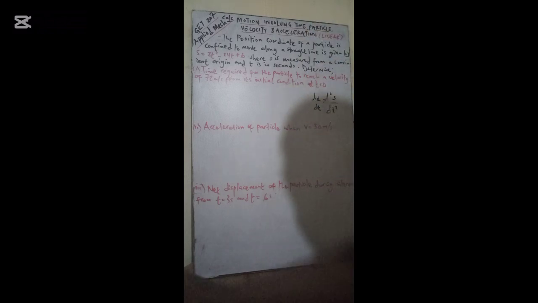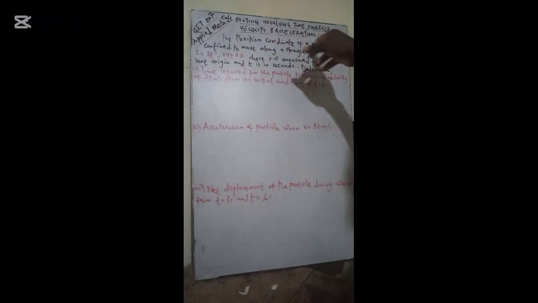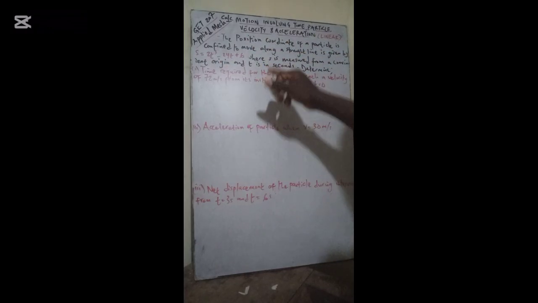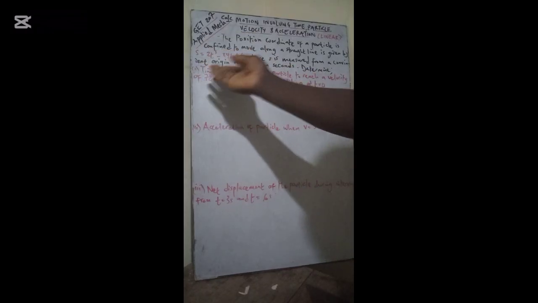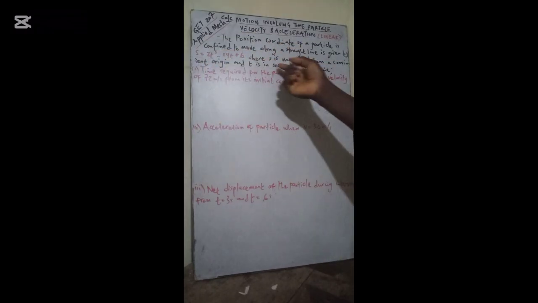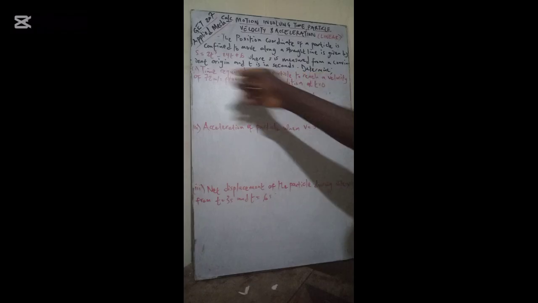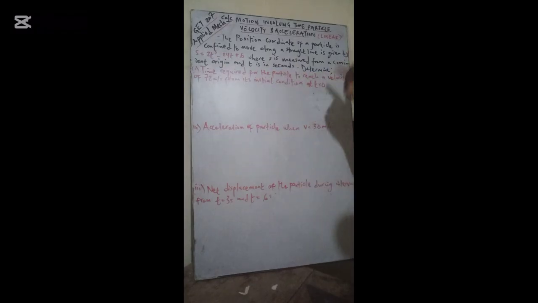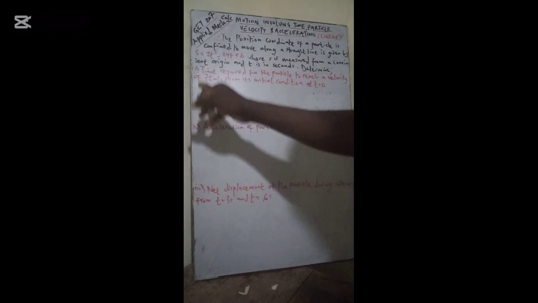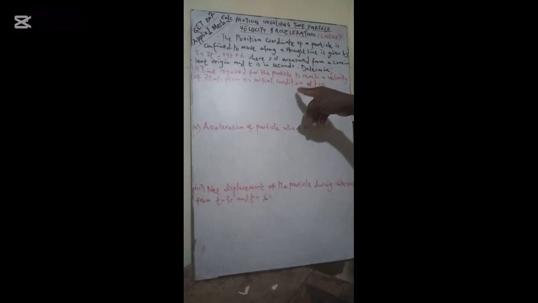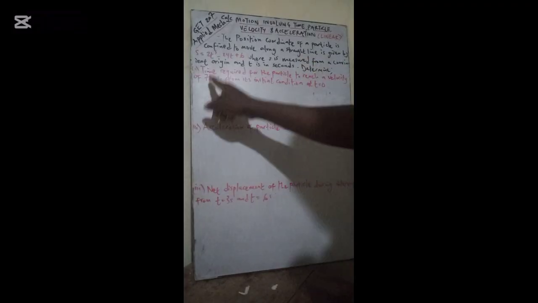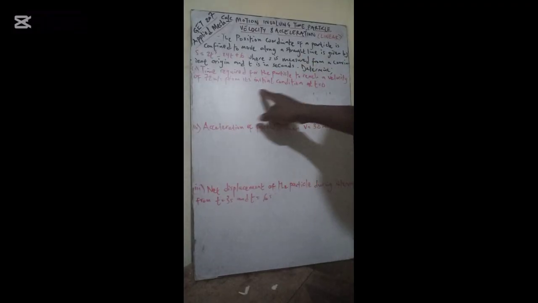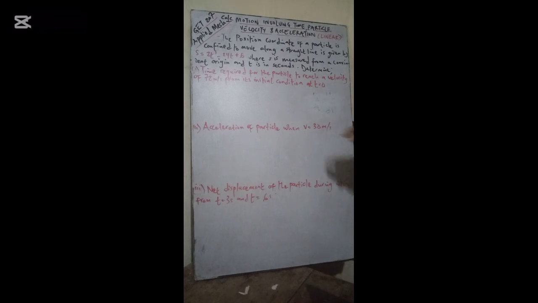So after all this long story of mine, let's solve this question. We say the position coordinate of a particle confined to move along a straight line is given by this. So this is s with respect to t, where s is measured from a convenient origin and t is in seconds. Determine one, the time required for the particle to reach a velocity of 72 millimeter per second from its initial condition at t equals 0.